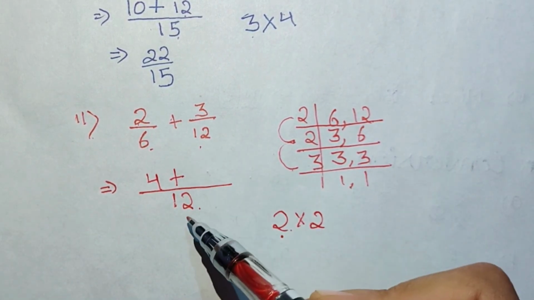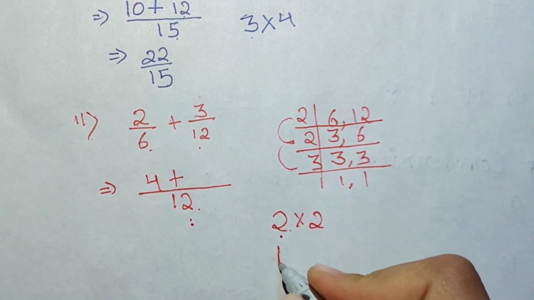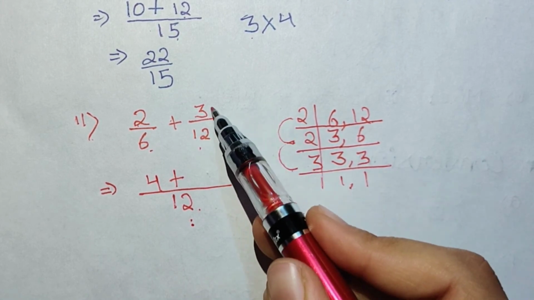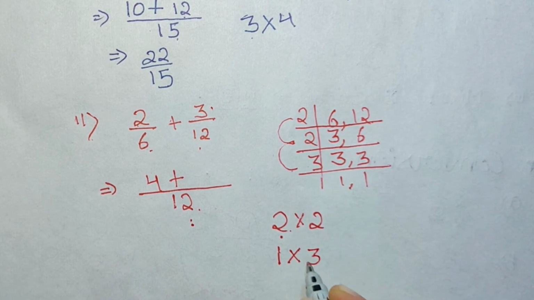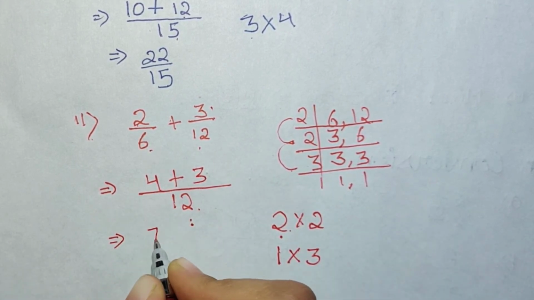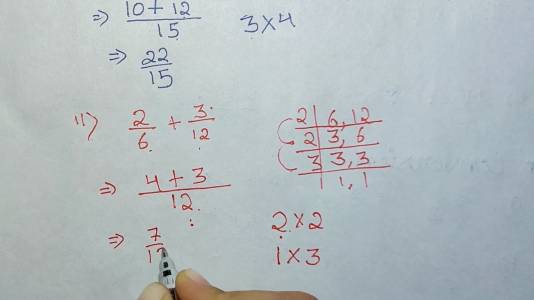Now 12 to 12, it will cut it one time. 12 ones are 12. Now next step is multiplying its numerator. 1 3s are 3. Now add them. 4 plus 3 is 7. 7 by 12.